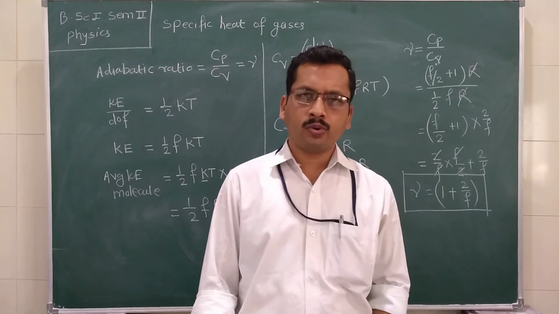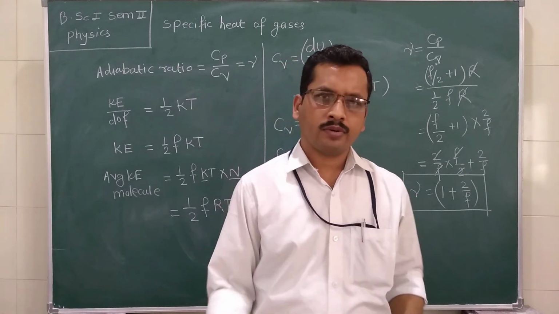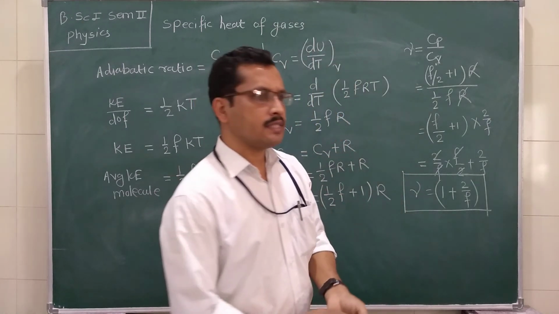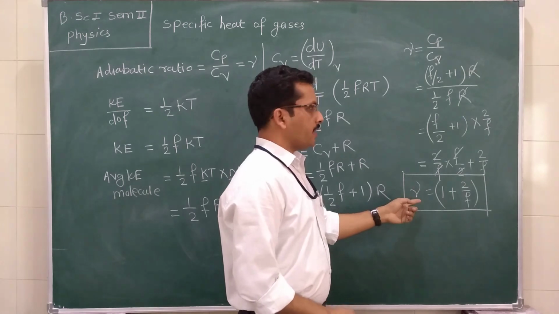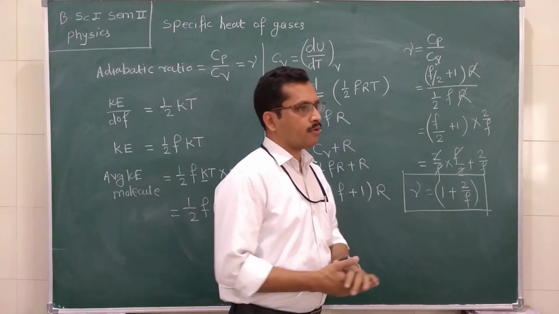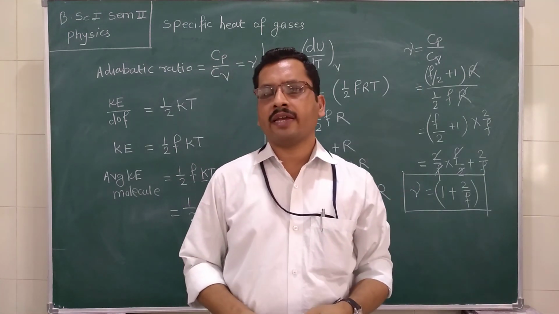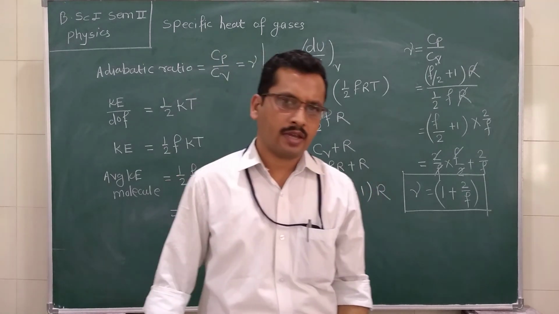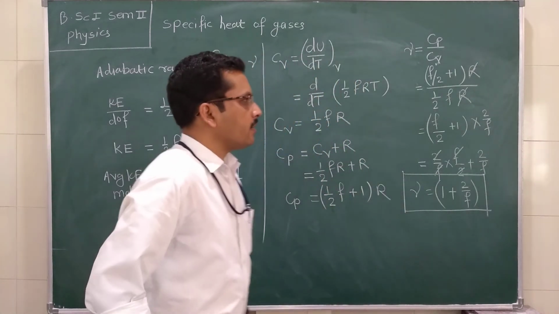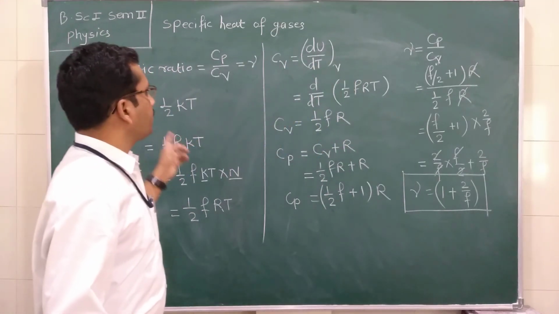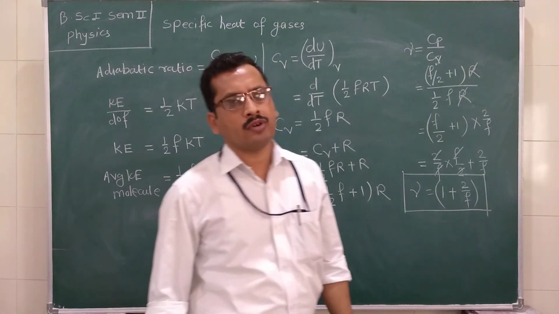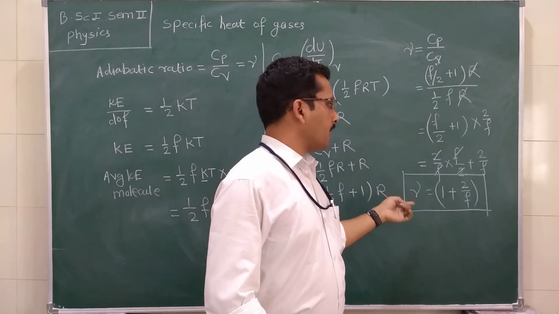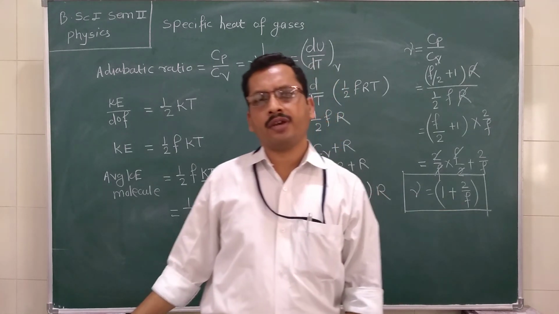So if we know the number of degrees of freedom, then we can easily find out the adiabatic ratio, Cp upon Cv, for various types of gases: monoatomic gas, diatomic gas, as well as polyatomic gases. So today we learned about the specific heat of gases, and we also learned about the adiabatic ratio, and found the relation for the adiabatic ratio in terms of degrees of freedom.